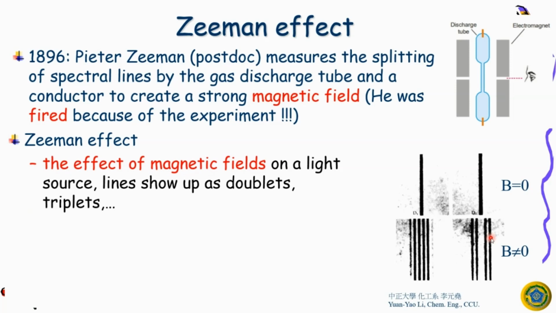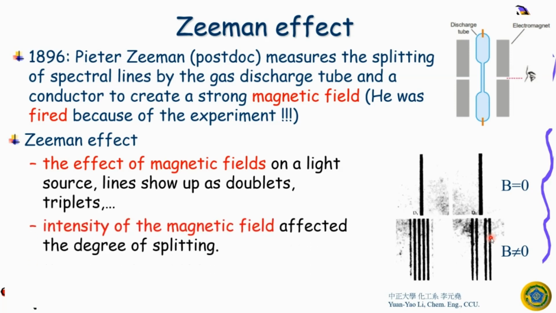And you think, wow, what happened? If I apply a magnetic field, why does the energy split? The wavelength represents energy. One energy becomes two energies. It doesn't make sense, right? If you think of the Bohr atomic model, it doesn't make sense. And the most important thing is, if we increase the magnetic field, the degree of splitting will be wider.